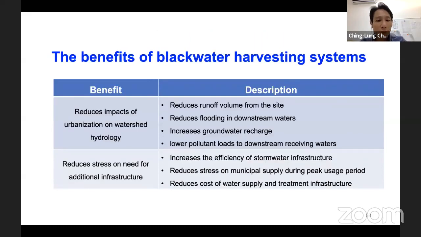And then these are the benefits of the rainwater harvesting system. The first benefit is reducing the impact of urbanization on watershed hydrology. It will reduce the runoff volume from the site, reduce flooding in downstream water, and increase groundwater recharge. It also has a lower pollutant load to the downstream receiving water. For the second benefit, it will reduce the stress needed for additional infiltration, so it will increase the efficiency of stormwater infiltration.